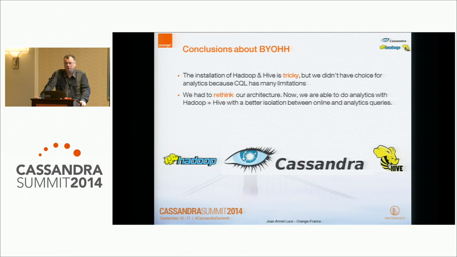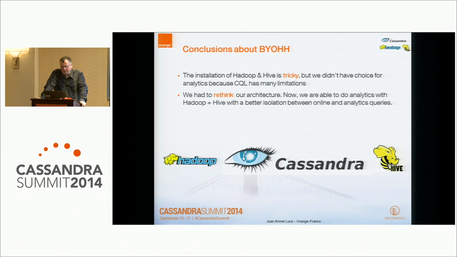My conclusion about Hadoop and Hive is that the installation was a little bit tricky. And here I didn't talk about the optimization of Hadoop and Hive. I talked just about the isolation between Hive and Cassandra. But if we want to do some analytics, we didn't have a choice, because with the Cassandra query language, we are not able to call aggregate functions and so on. So here we had to rethink our architecture.